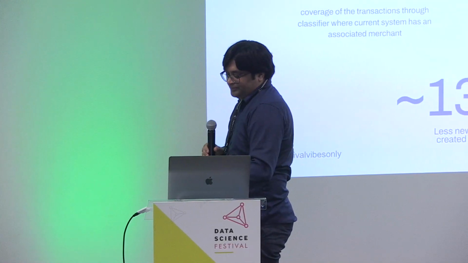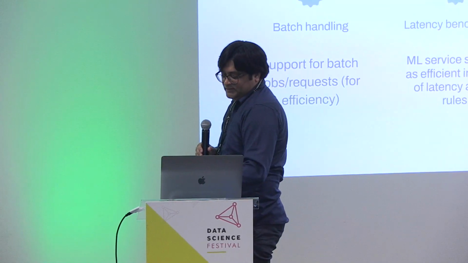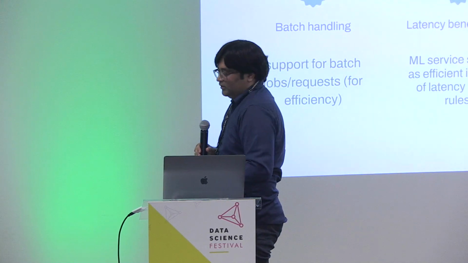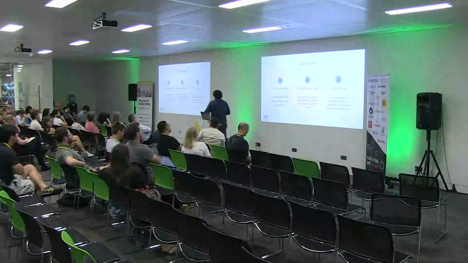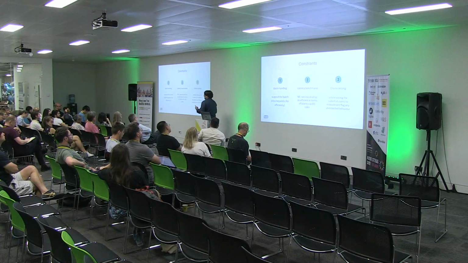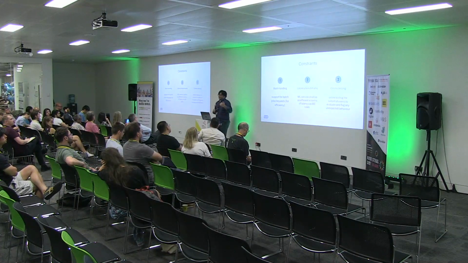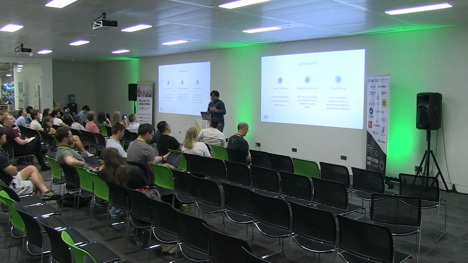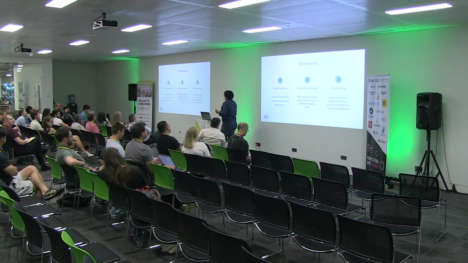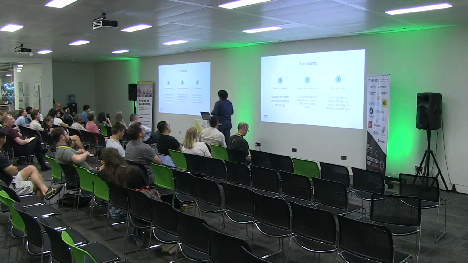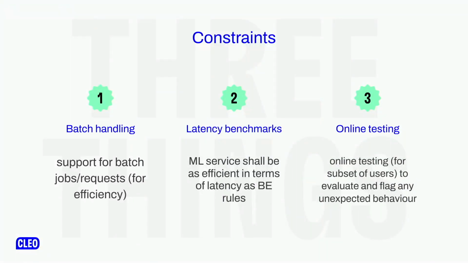So what was the next step? Before moving to that, if we want to migrate this service as a machine learning service, also iterate over it and replace our existing system, there are some constraints and concerns that we need to see. The first one is batch handling. It should support batch jobs or requests, because if we have to call this service from the backend all the time, we can't do this transaction-wise, so it should be a batch of transactions.